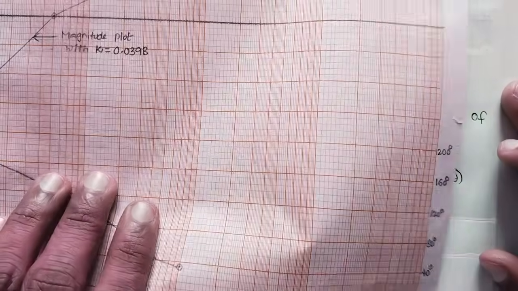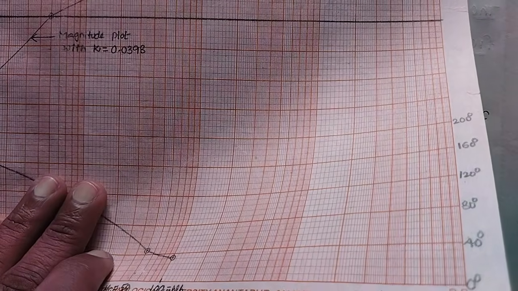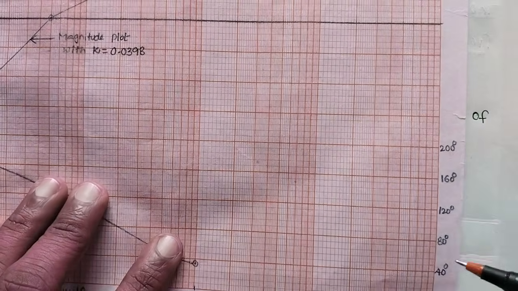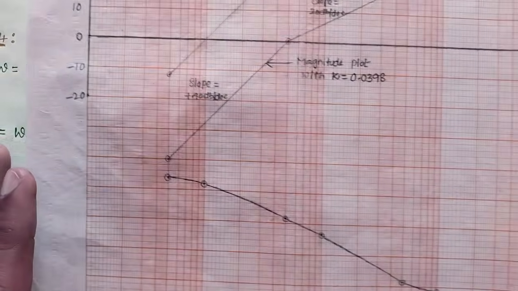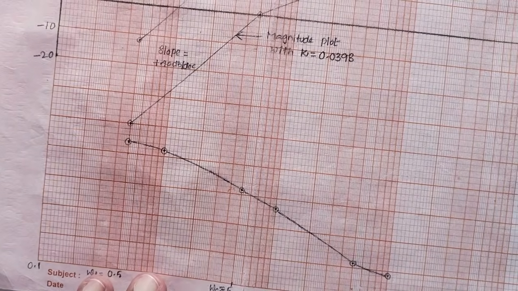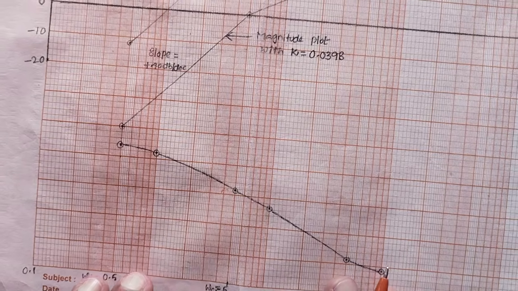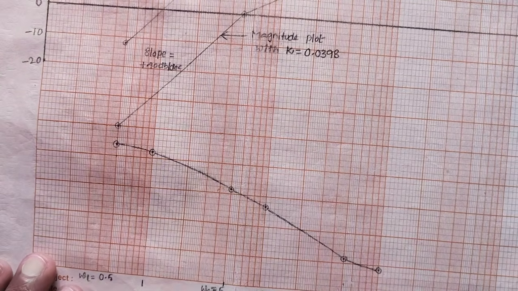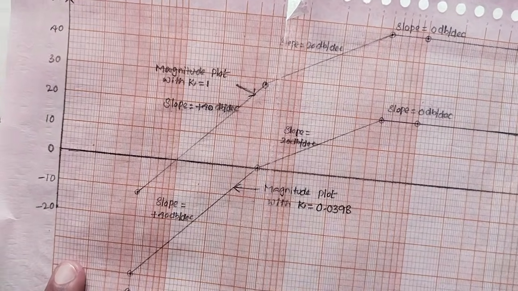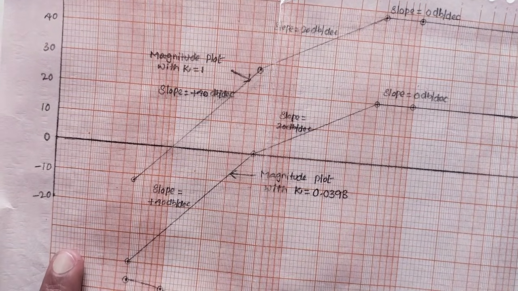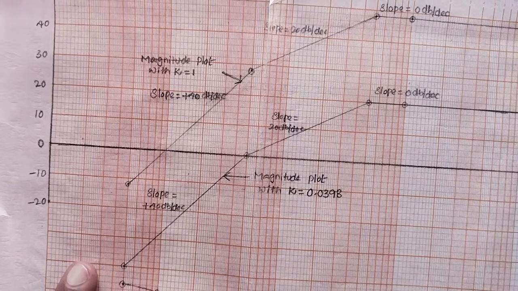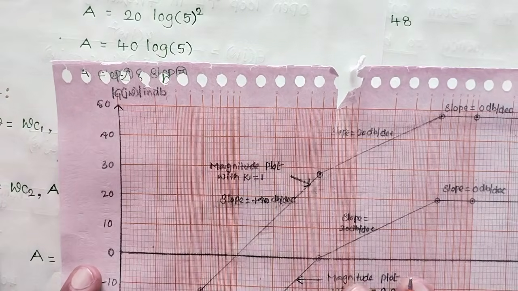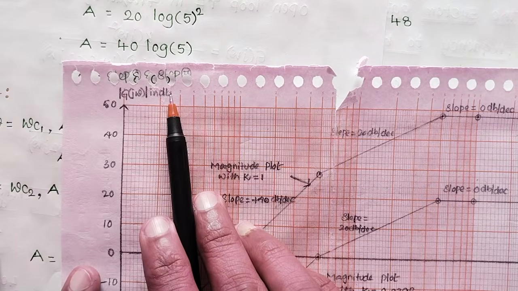The minimum angle I am getting is 30 degrees and the maximum is 174 degrees. So that's why I am taking the scale from 0 degrees to 200 degrees. If you join the points, you should not take straight lines, we have to take curved lines. So this becomes the phase plot. The upper one is the magnitude plot and the lower one is the phase angle plot. Both combined are called a Bode plot. The magnitude is in decibels.